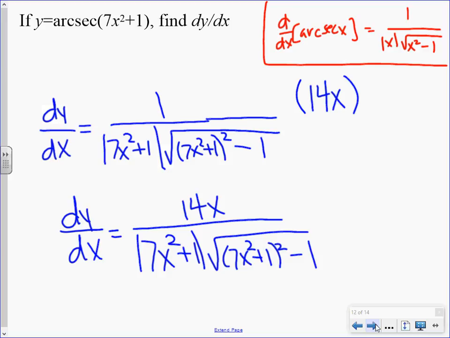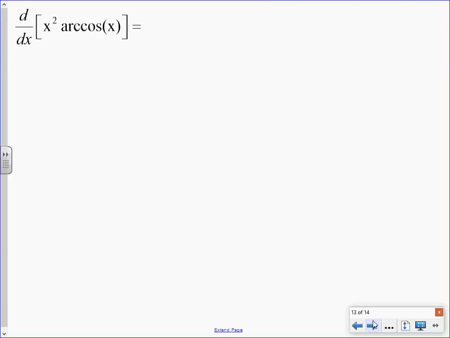All right, example number 4. Besides having to use the arc cosine rule, what other rule are we going to need to use? The product. So how about you take a minute and see if you can write out the derivative for this product. And then we'll compare.